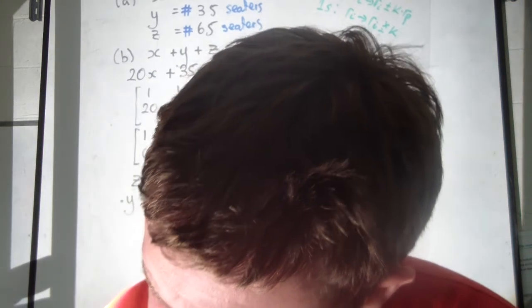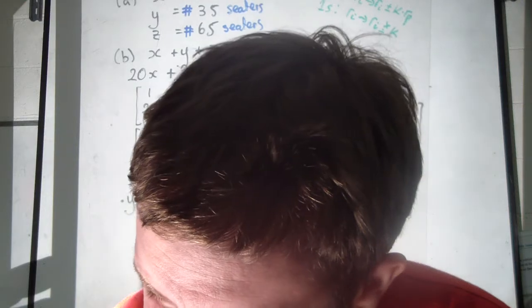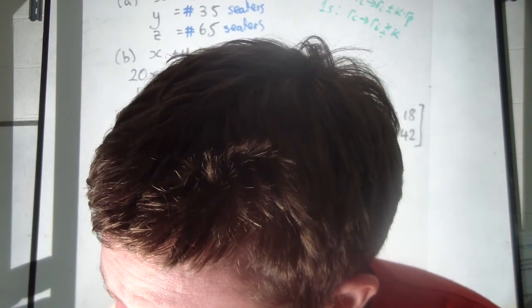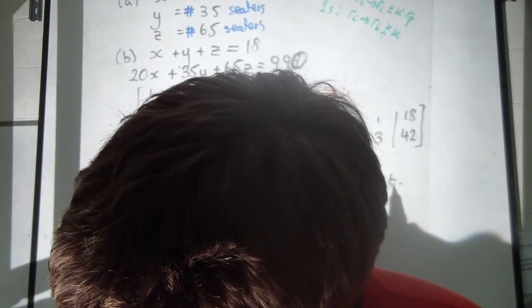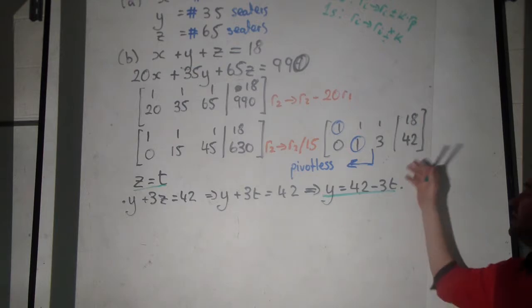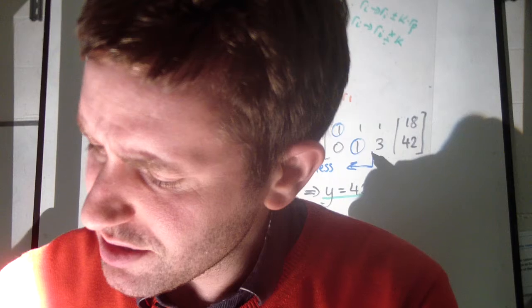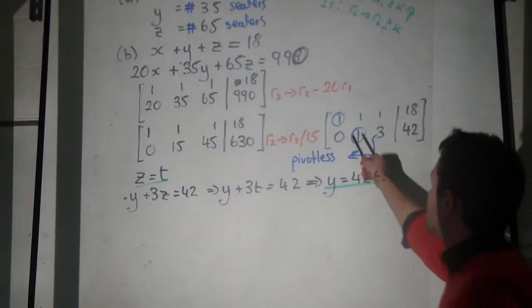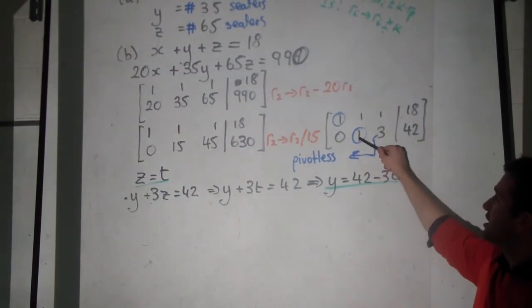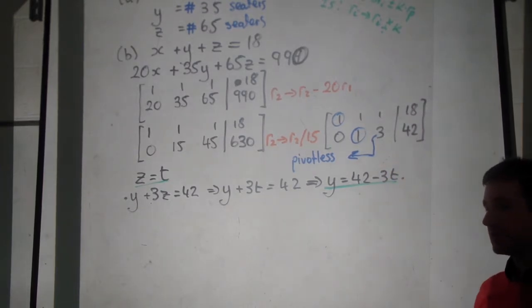So for example, if you're going to take 10 65-seaters, you need to take 12 35-seaters, for example. Sorry, did you explain the pivotless thing again? Say that again? I know you just said that they're pivotless. So when you have solutions, every pivotless column corresponds to a parameter. So this has got a pivot, so x is not a parameter. Y has got a pivot, so y is not a parameter. Z has no pivot, so z is a parameter.